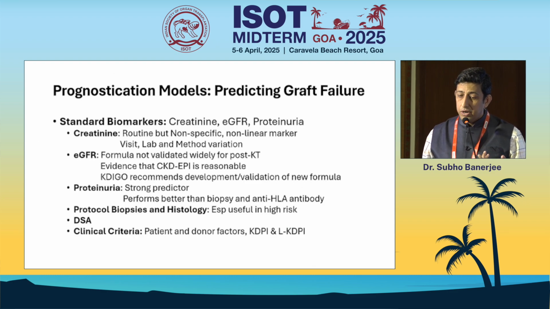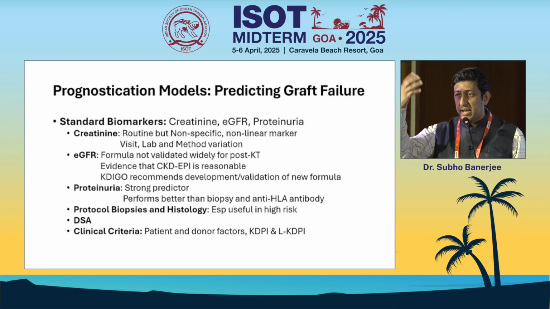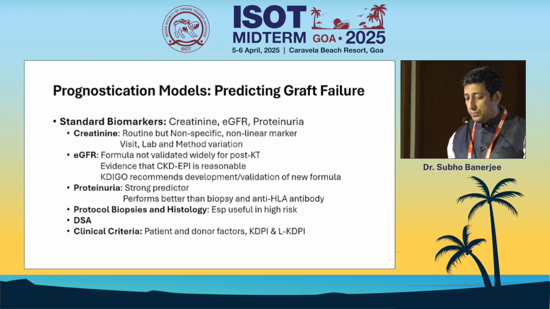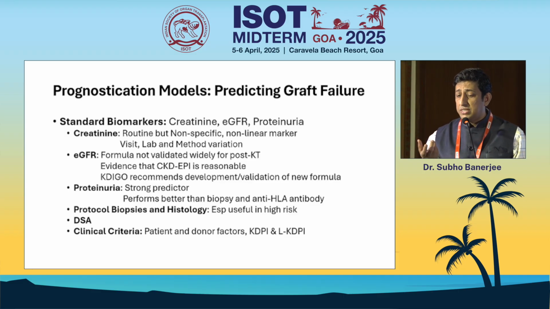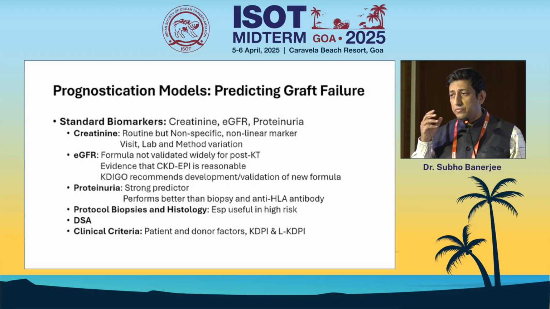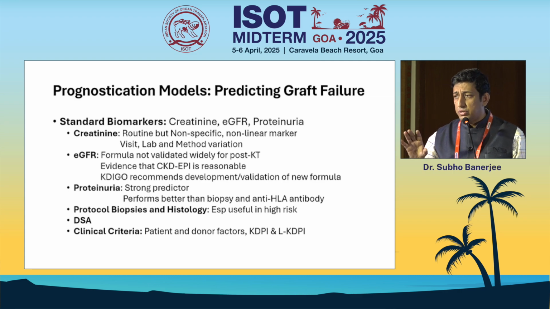Now, prognostication models. How do we tell Raju bhai, how much time do you have? So the standard thing would be to look at the creatinine trend. But it's kind of non-specific because it keeps jumping any which way, and it's non-linear. From 2 to 3 and 3 to 5 and then 5 to 10, it's very unpredictable. So there is a lot of visit-to-visit variation, lab-to-lab variation, methodology variations. None of the eGFR formulas have been validated for the transplant population, but still they do reasonably well.